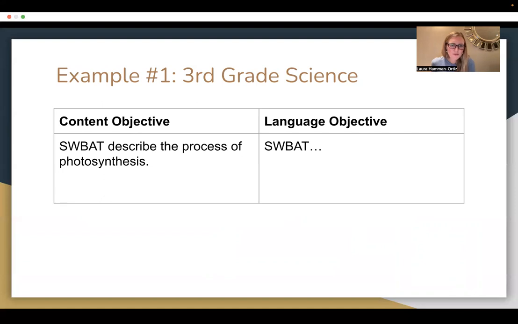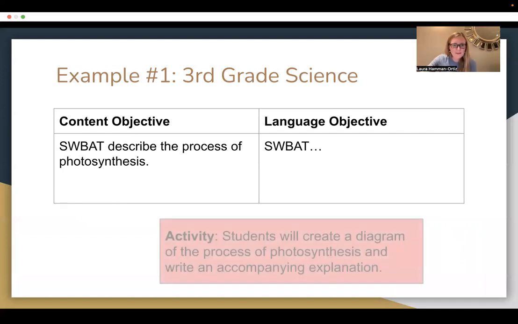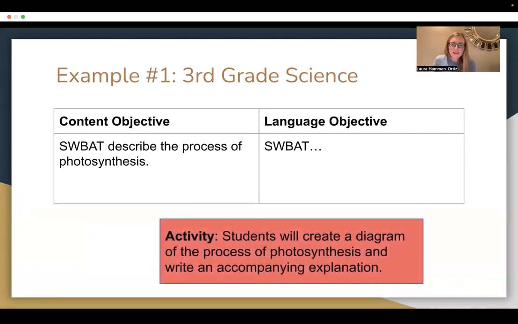Students would be able to describe the process of photosynthesis. So we need a language objective that helps get at what students are being asked to do with content and the language that I want them to be developing as a result of the lesson. So the activity that I might focus on to teach students the process of photosynthesis is having students create a diagram of that process and then also write an accompanying explanation of the different components of the process of photosynthesis.